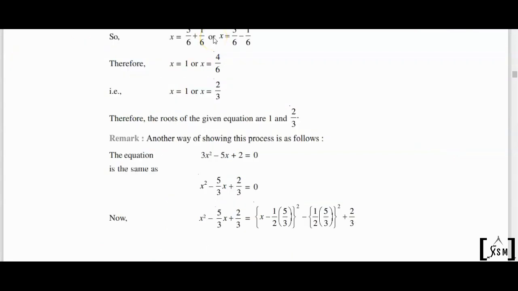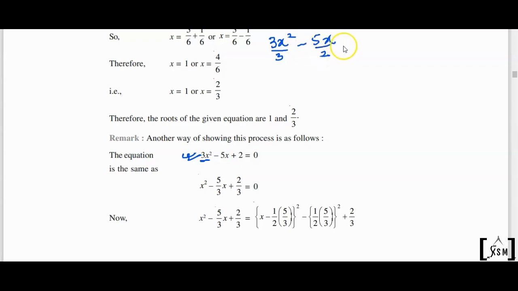Let's solve this question: 3x square minus 5x plus 2 equal to 0. Now here we have a little change. We'll understand how to do that. Whenever you have an x square coefficient, first of all you make that independent. There should be no number with x square. For that we will have to divide all the terms by 3 just to remove the x square coefficient. That is the first rule.